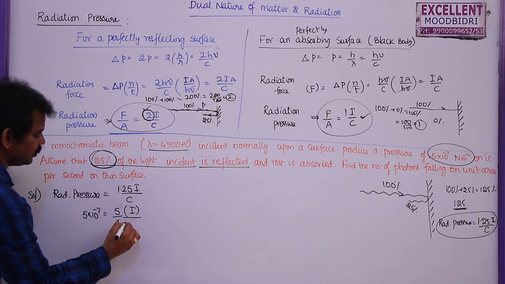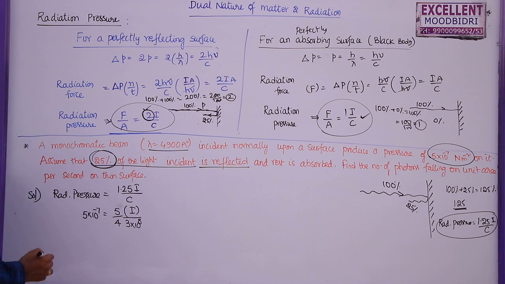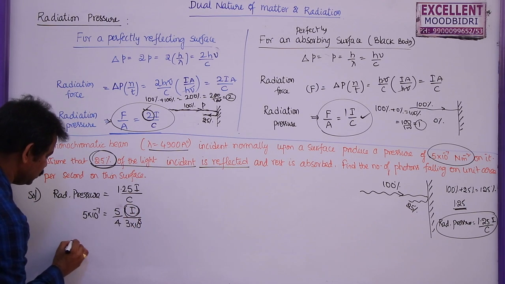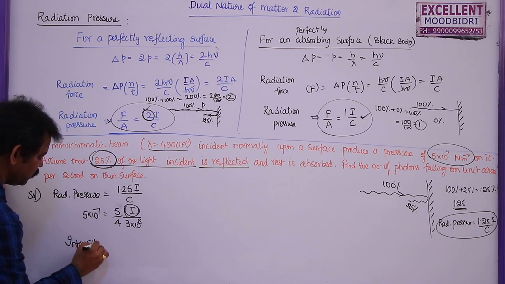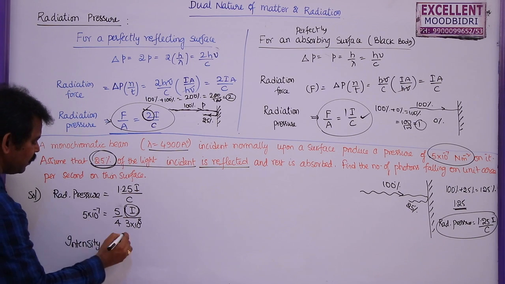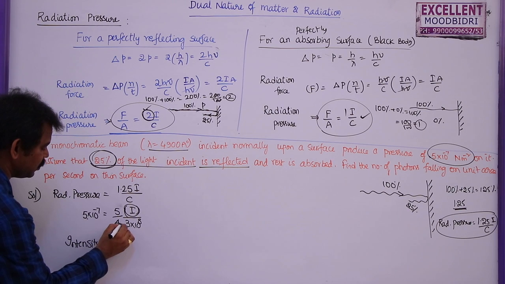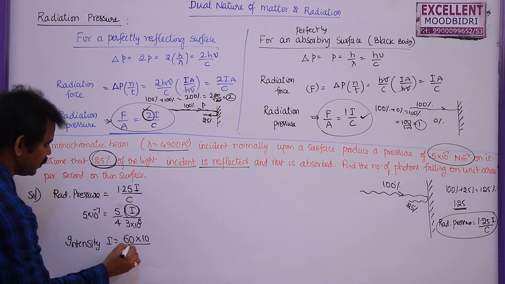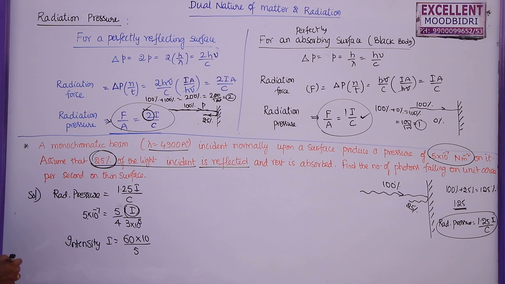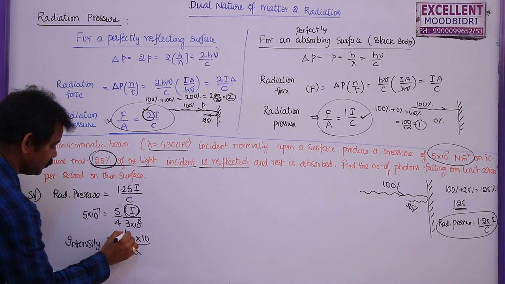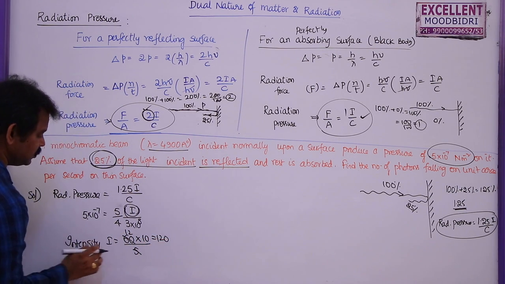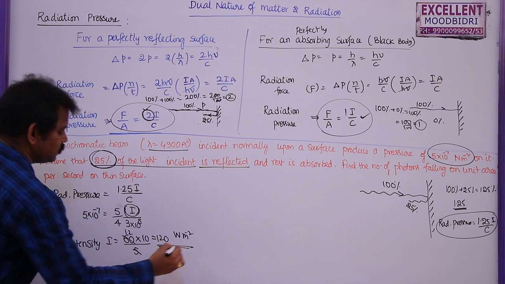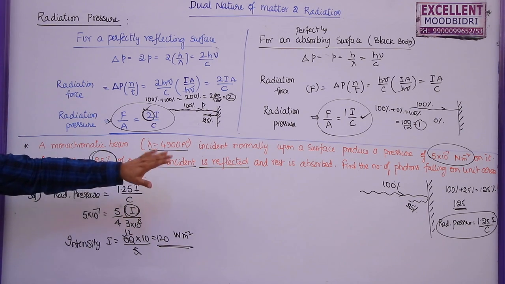Intensity of light we don't know, and C we know, 3 into 10 power 8. So from this we can find out the intensity of light that is striking the surface. So intensity I is equal to, multiply this one, 5 4s are 20, 3 2s are 60, into 10 power 8 minus 7, divided by 5. So this is the intensity, 120, that is energy per unit time per unit area, watt per meter square. So now I got the intensity of the light in this problem.